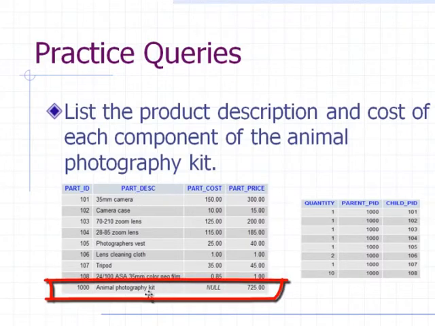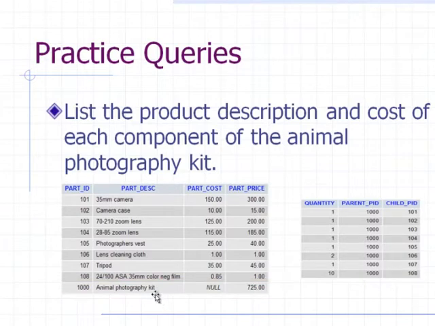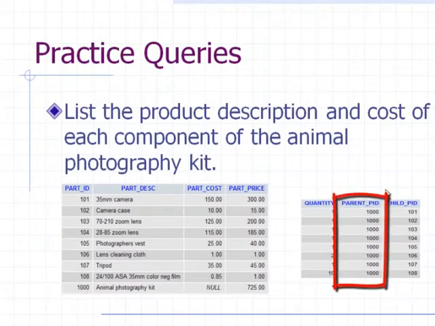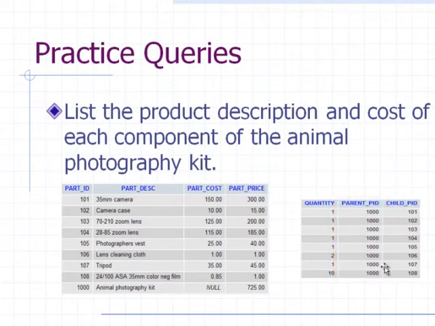Here I found the animal photograph kit. Then what you need to do? Here you may find the part ID 1000. Using this part ID 1000, I need to find the list of children items. So go to the assembly tables, and when the parent is 1000, what are the child or children product IDs?